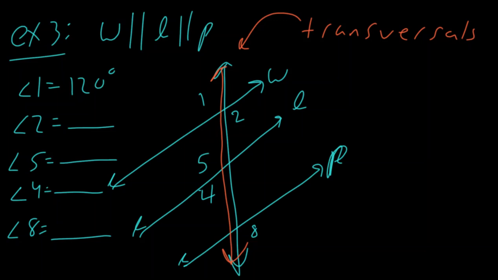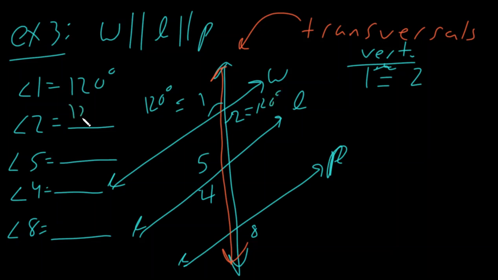And we know that we have 1 and 2. And are 1 and 2 congruent or do they add up to 180? Well, they'll be congruent because notice they are across from each other, so they are a set of vertical angles. So if this is 120 degrees, then angle 2 must also be 120 degrees.